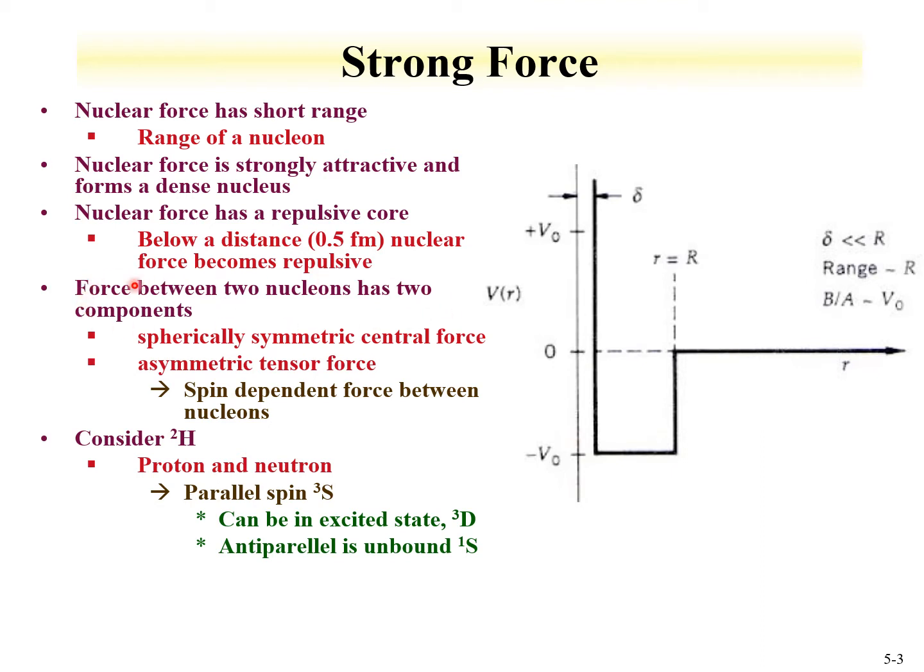The force between two nucleons has two components, a spherical component and an asymmetric component. Let's consider a very simple nucleus with two nucleons. Deuterium, H-2, has a proton and a neutron. It has a parallel spin of 3S. It can be in an excited state. The antiparallel is unbound. So in other words, we can look at these nucleons and almost consider them as electrons, where the differences could be spin up and spin down. Fundamentally, with the strong force, we can do the same with nucleons.